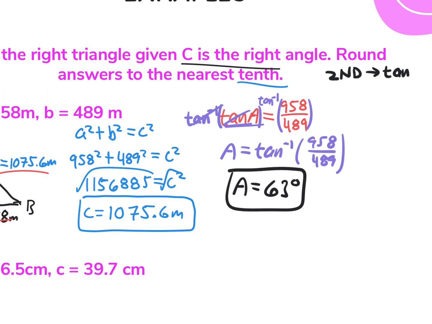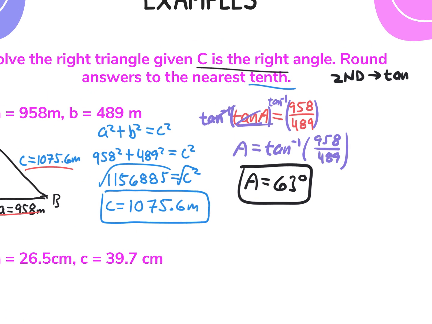All right, now we have two of our angles. How can we find angle B? Yeah, right? Take the two angles that we have and subtract them from 180. So 180 minus 90 minus 63 should get you B is 27 degrees. All right, so that's the only time where it gets a little bit different. That's where you have to do something different in your calculator.